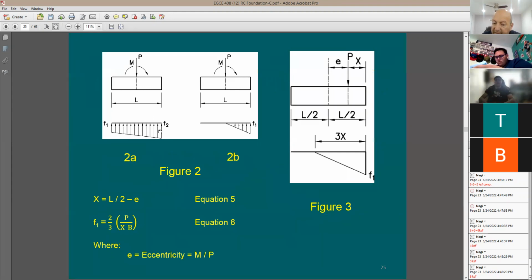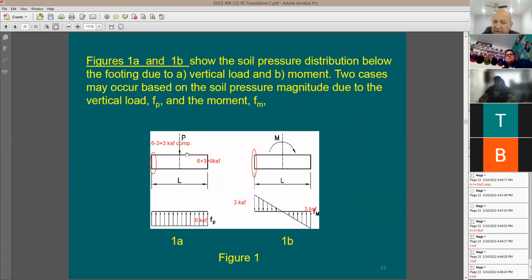So how come this happened? I'm going to say again, this happened because the component coming from F sub P is just larger in value than the compression and tension coming from M over S. And with that, I ended up with a trapezoidal distribution. So it's going to look like this. This here is going to be 9, and here is going to be 3, and this is the stress distribution below the footing.